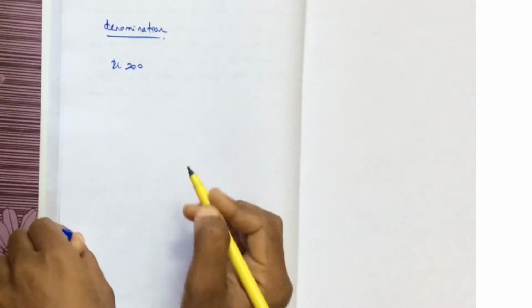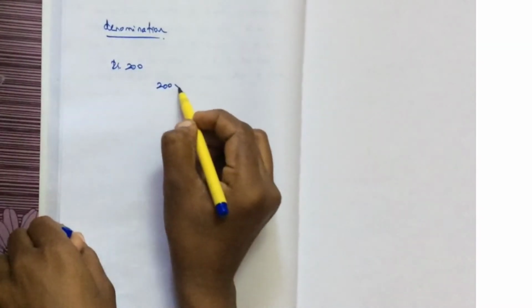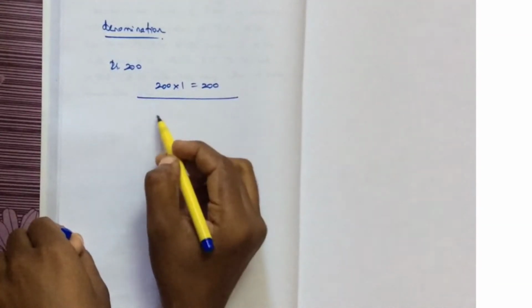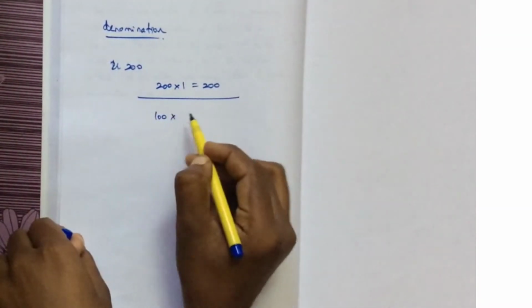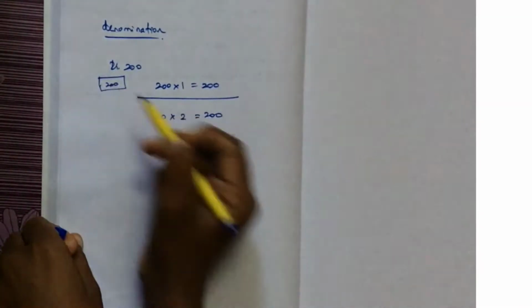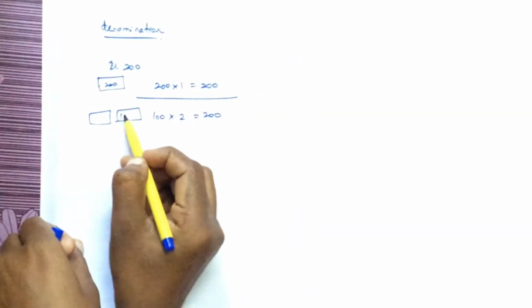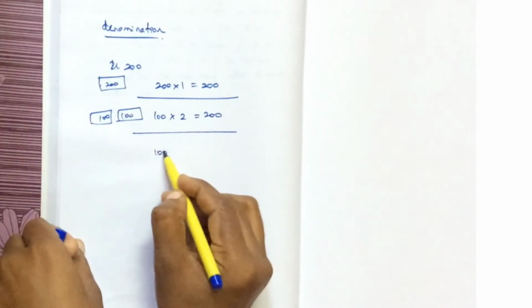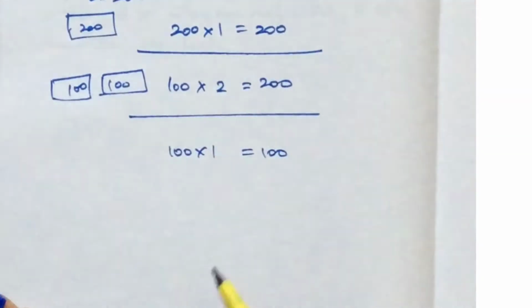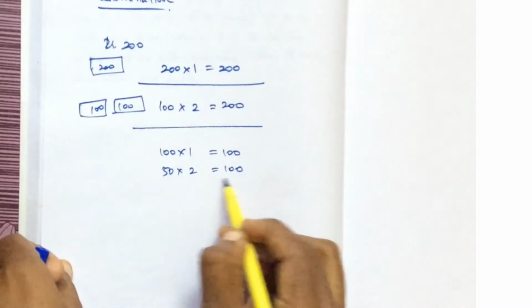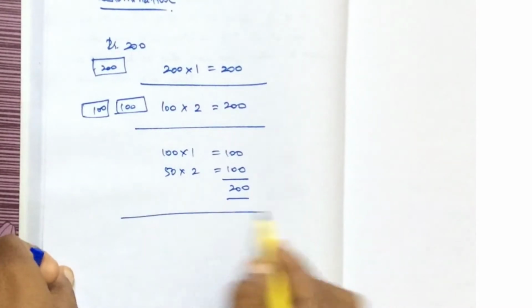Suppose you have 200 rupees. You can have one 200 rupee note. This is one kind. Another one is you can have 100 multiplied by 2. This is also 200 rupees. Here you are having 200 rupee notes. The next thing is you can have one 100 rupee note and two 50 rupee notes. This also sums up to 200. That is one kind.